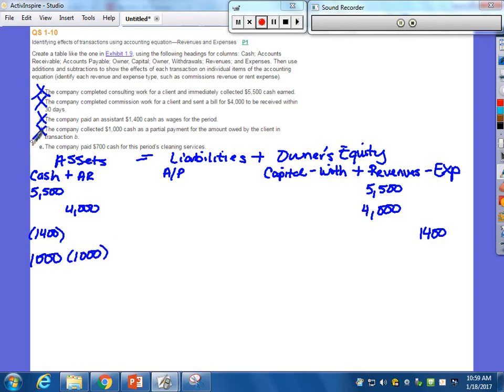Letter E. The company paid $700 cash for this period's cleaning services. What two accounts are affected? Cash and expenses. So we're going to decrease cash by 700. And we're going to increase our expenses by 700. So now we can total up our columns here.